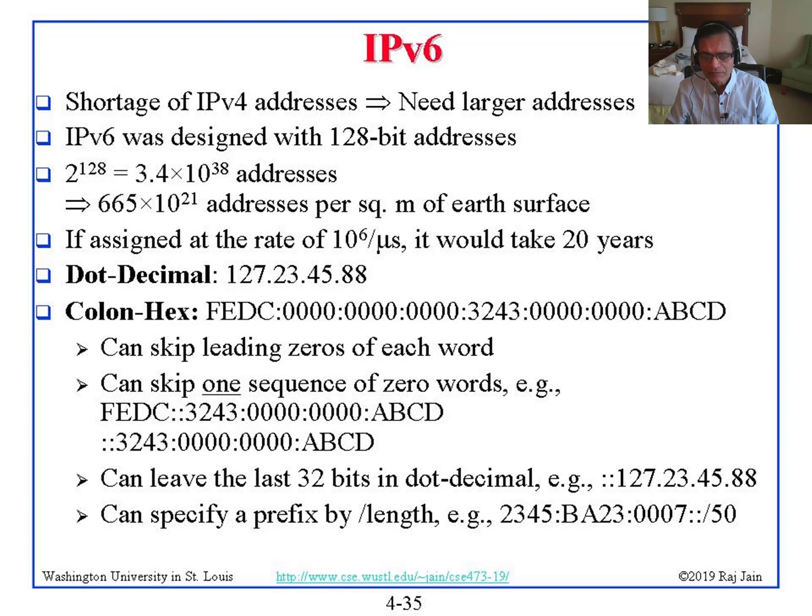Now this could be very long, and so there is a way to shorten it. Anytime there is a 0 in the front of any word, you don't write it. For example, if it was 0EDC, you don't write the 0, you just write EDC, and people will know that there is a 0 in the front. Second thing is, if you have lots of zeros in a sequence, then you can write it one time only, not 2 times. Just once you can change a sequence of zeros to 2 colons. So right here it is written as FEDC colon colon.